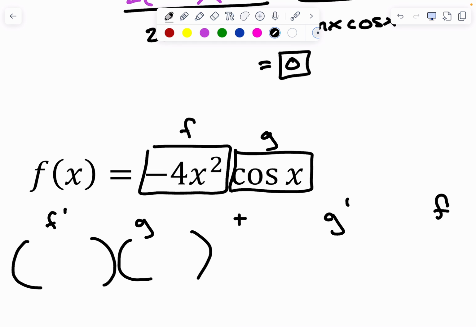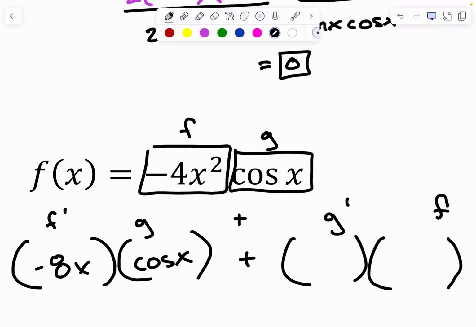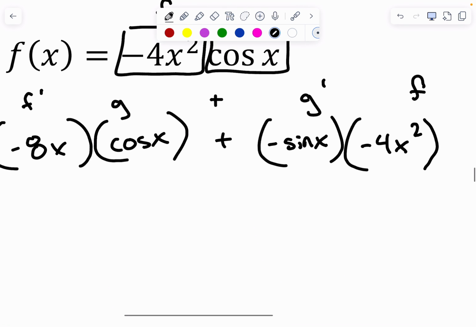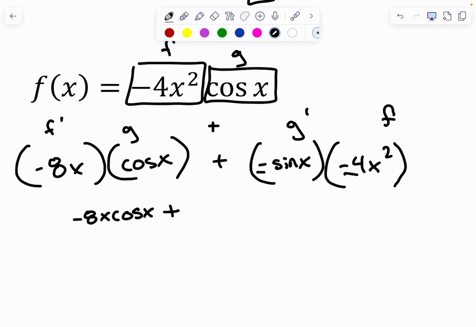F prime is the derivative: negative 8x, and then cosine just stays. He's the g part. G prime is the derivative of cosine, negative sine. And f is negative 4x squared. So negative 8x cosine x. And then this, I have 2 negatives, so plus. Can it be x squared? Like negative 8 cosine x squared?